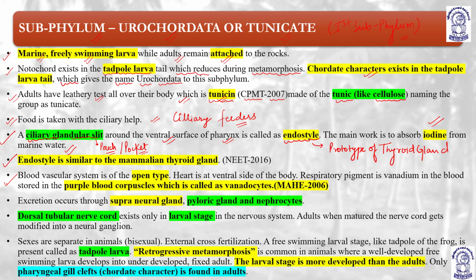Blood vascular system is of open type, no blood vessels. Heart is at ventral side, which actually matches with the fundamental character of chordates. Respiratory pigment is vanadium.